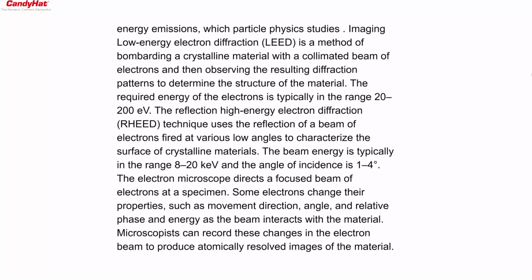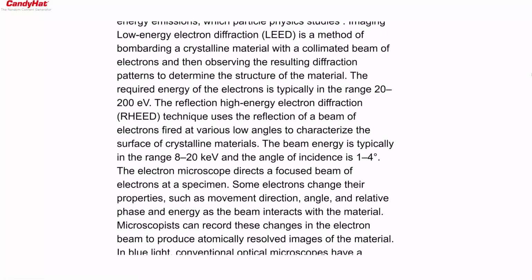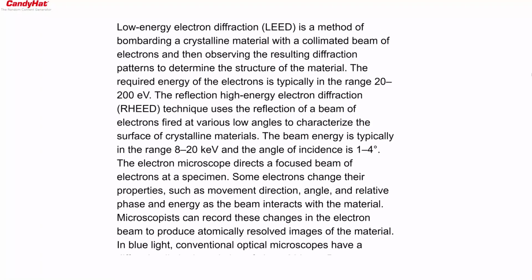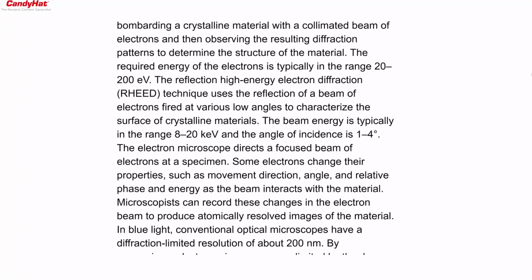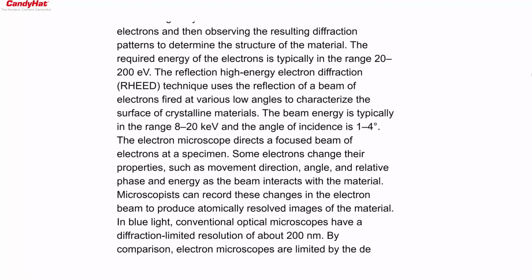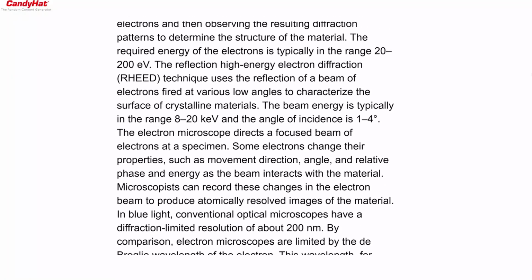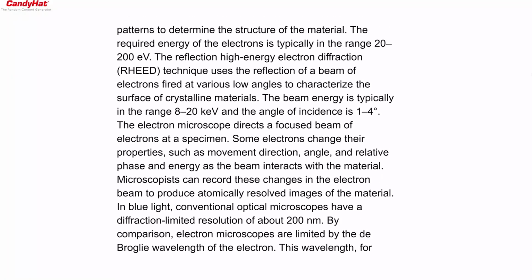The reflection high-energy electron diffraction (RHEED) technique uses the reflection of a beam of electrons fired at various low angles to characterize the surface of crystalline materials. The beam energy is typically in the range 8 to 20 keV and the angle of incidence is 1 to 4 degrees.